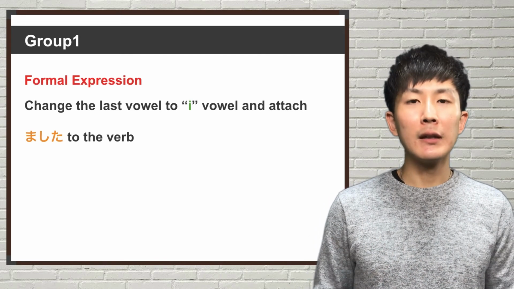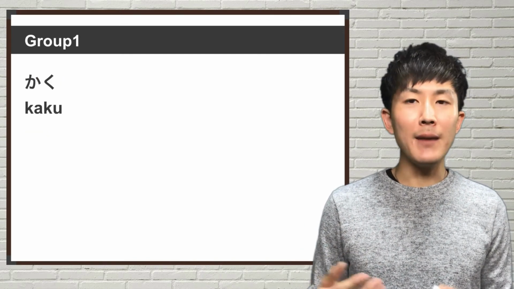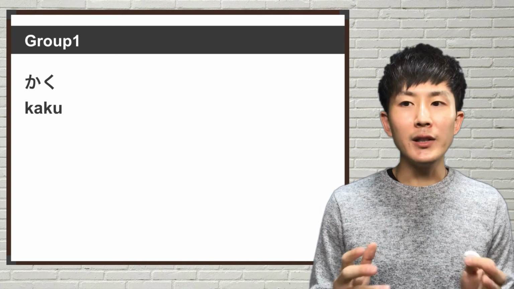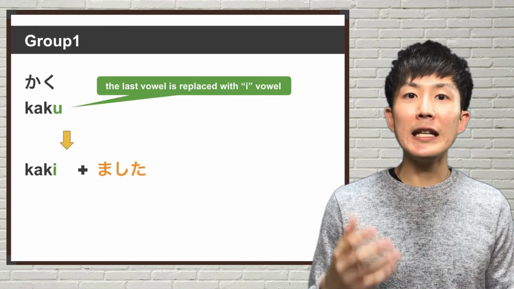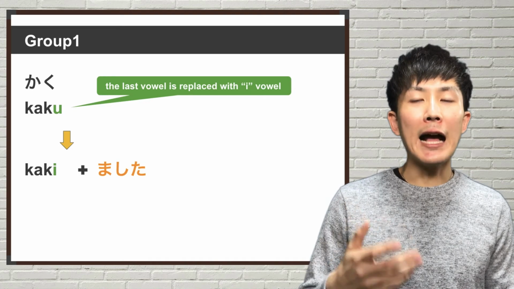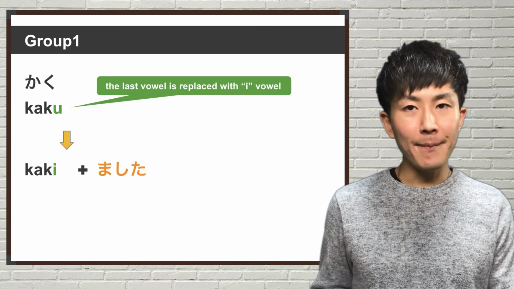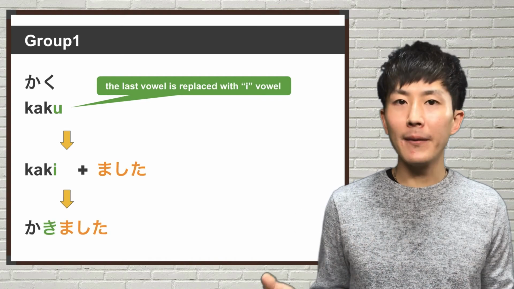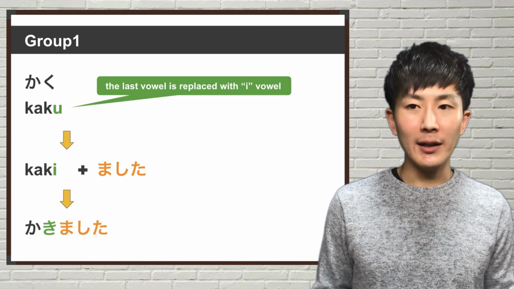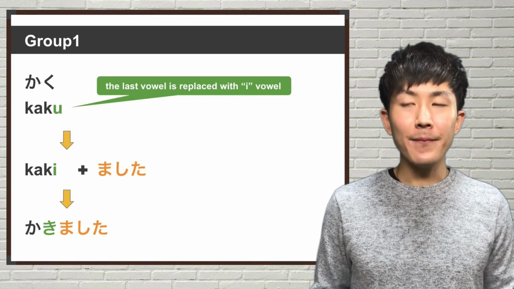For example, 書く. It means write. First, you need to change the last vowel to e vowel, so it becomes 書き. After that, you just need to attach ました, so 書きました. I wrote it. The other verbs do the same.